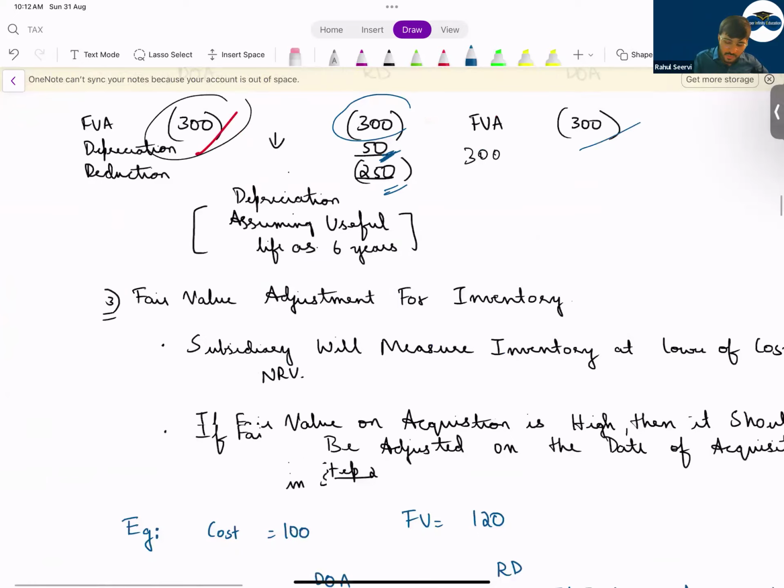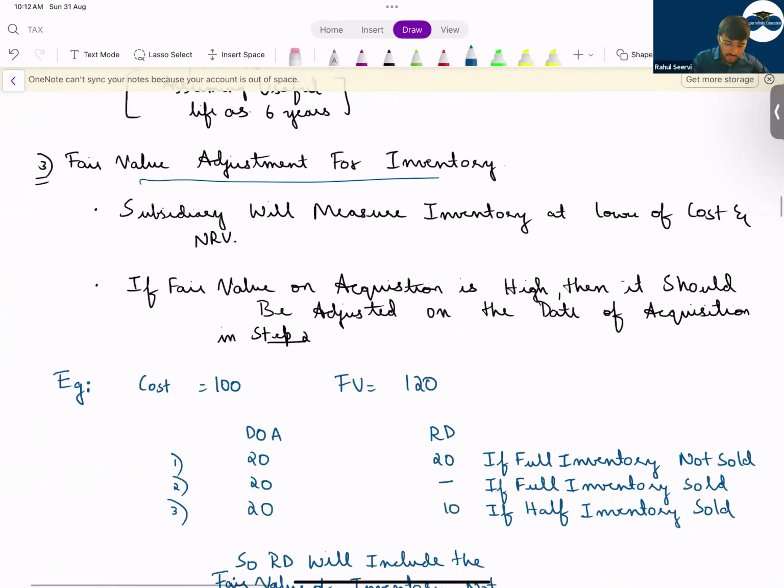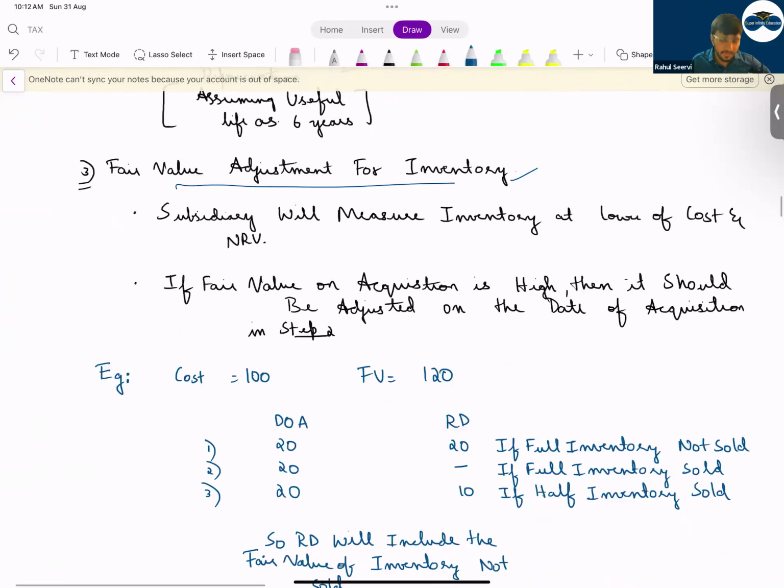Then coming to the fair value adjustment for inventory. This comes for FA and FR, but in SBR also, on a bad day, it can come and students will say, sir, out of the box. Nothing was out of the box. A concept is given, you have to know that. Fair value adjustment for inventory.